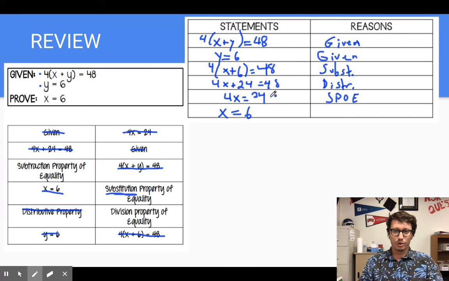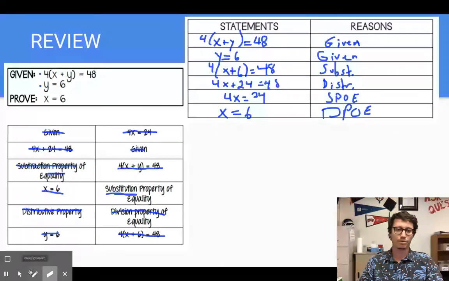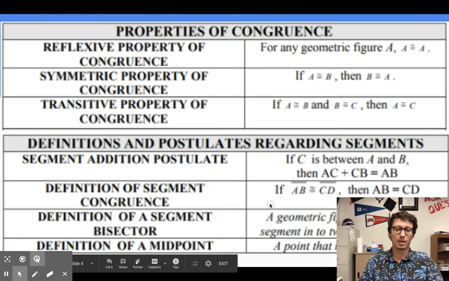And lastly, 4x equals 24. How can we get rid of 4? We divide by 4. 24 divided by 4 gives us 6. That is our last answer there. We used that answer, and now we end up with x equals 6. We've already used that, and we divided, so we used the DPOE. Okay, good. That was just some quick review from what we learned last lesson.